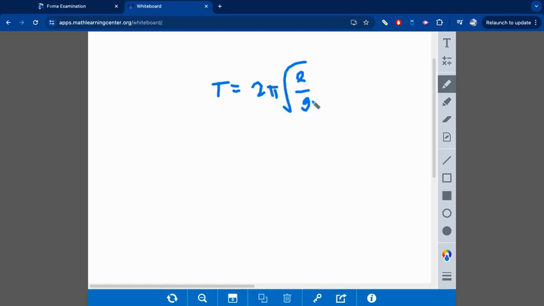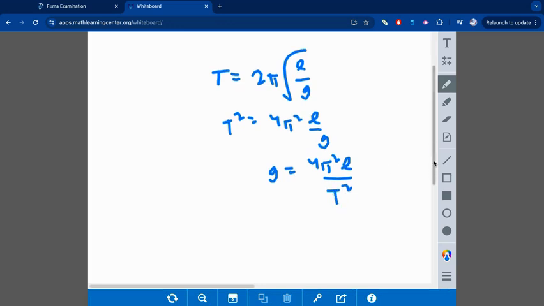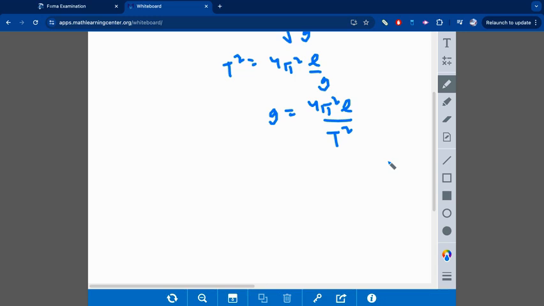So in this case, we want g to equal some expression of T and L. So we can square both sides, and we get that this is g. So the uncertainty formula for division says that uncertainty over g equals this.